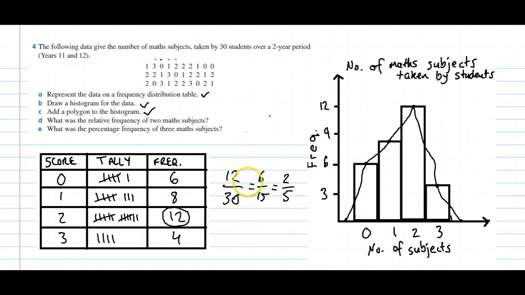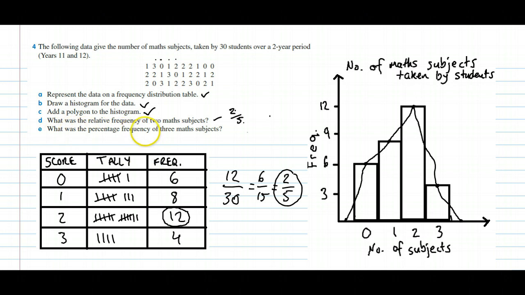I'm just dividing each of them by common factors. So we get down to 2 over 5. That is the relative frequency for doing 2 math subjects. 2 students did 2 math subjects for every 5 total students.